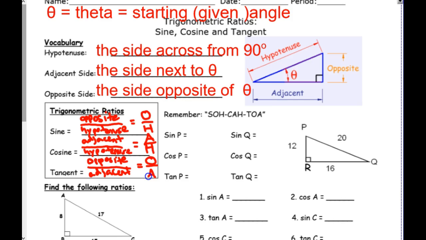I want you to notice off to the right here, it says, remember, Sohcahtoa. Notice how sine was O over H, so that's soh. Cosine is A over H, that's cah, and then tangent is O over A, that's toa. Now, y'all like to hear a good story, right? To help you remember Sohcahtoa, we're going to hear a story from Mrs. Marrero.